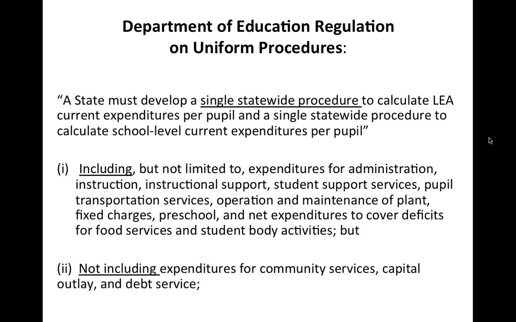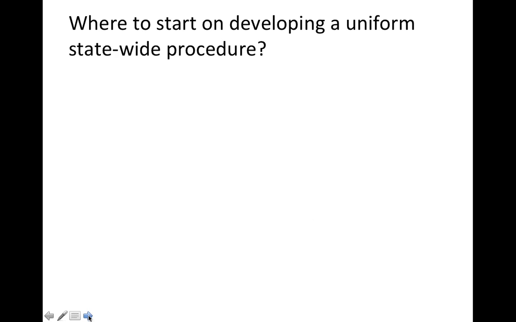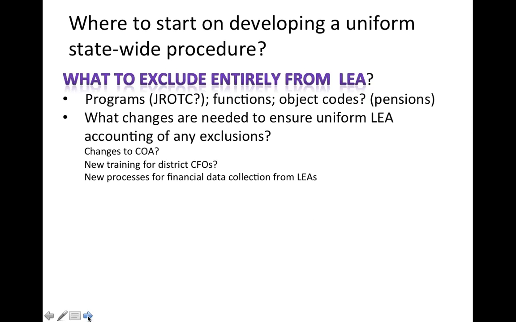And then we need these statewide procedures. Once each state and district starts looking at its data, that's when they'll know we need some clarification in our uniform procedure on A, B, and C. So that brings us to the second part of our agenda, which is where do we start in developing a uniform statewide procedure? The first part of that, remember, is what to exclude entirely from the LEA, like what's out.